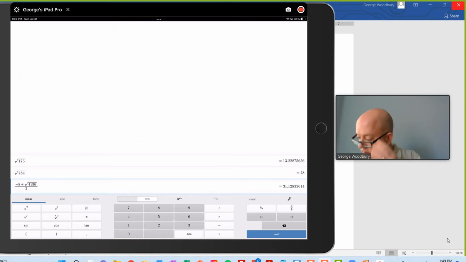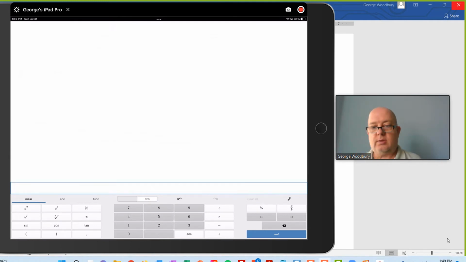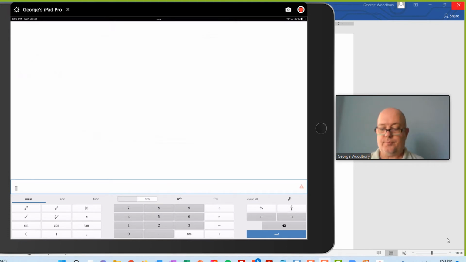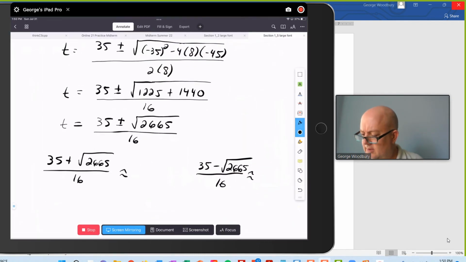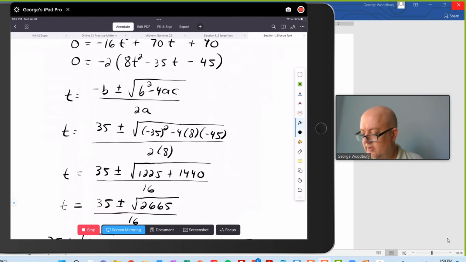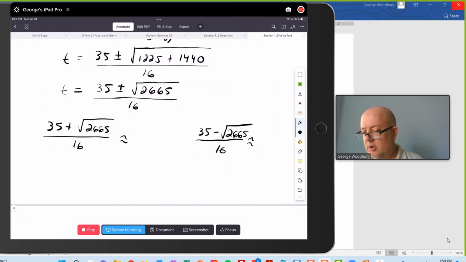Let me clear the last video's work. And I start with a fraction. I'm doing the first one: 35 plus square root 2665. I tap in the denominator. That was 16. And there I get, do we want those to the nearest tenth again? Nearest tenth of a second. So that was 5.4. Let me write that down before I forget it.